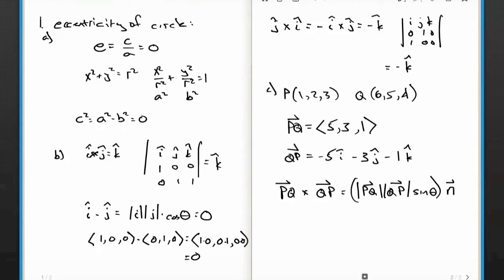Well, right away I know that since these are just opposites, two vectors pointing in opposite directions, the angle between them is 180. The sine of 180 is 0, so that equals 0.